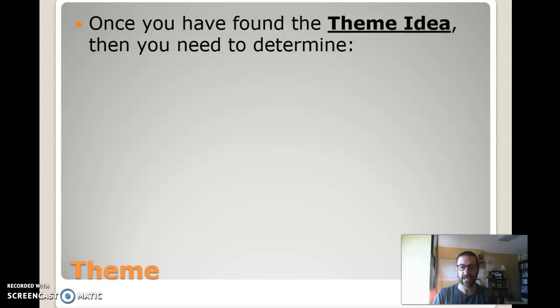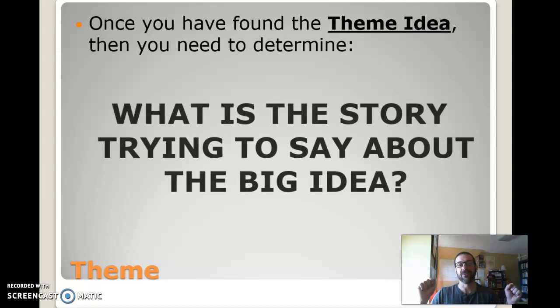Once we've found that idea about life, this is where theme gets challenging. You got to figure out what the author is trying to say about that big idea. So I see a theme of war in The Things They Carried. Well, then what is the author, Tim O'Brien, trying to express about war? I see a theme of friendship. And this is What It Means to Say Phoenix, Arizona, Victor and Thomas coming back together and becoming friends. Well, what is the author, Sherman Alexie, trying to say about friendship?